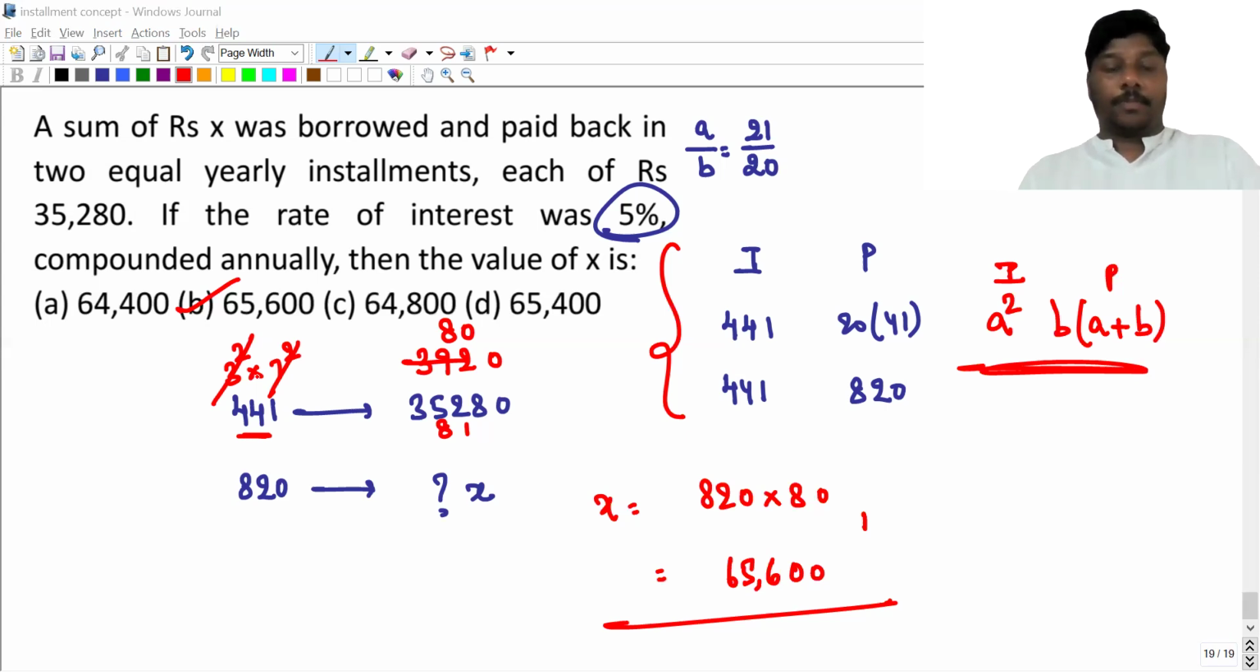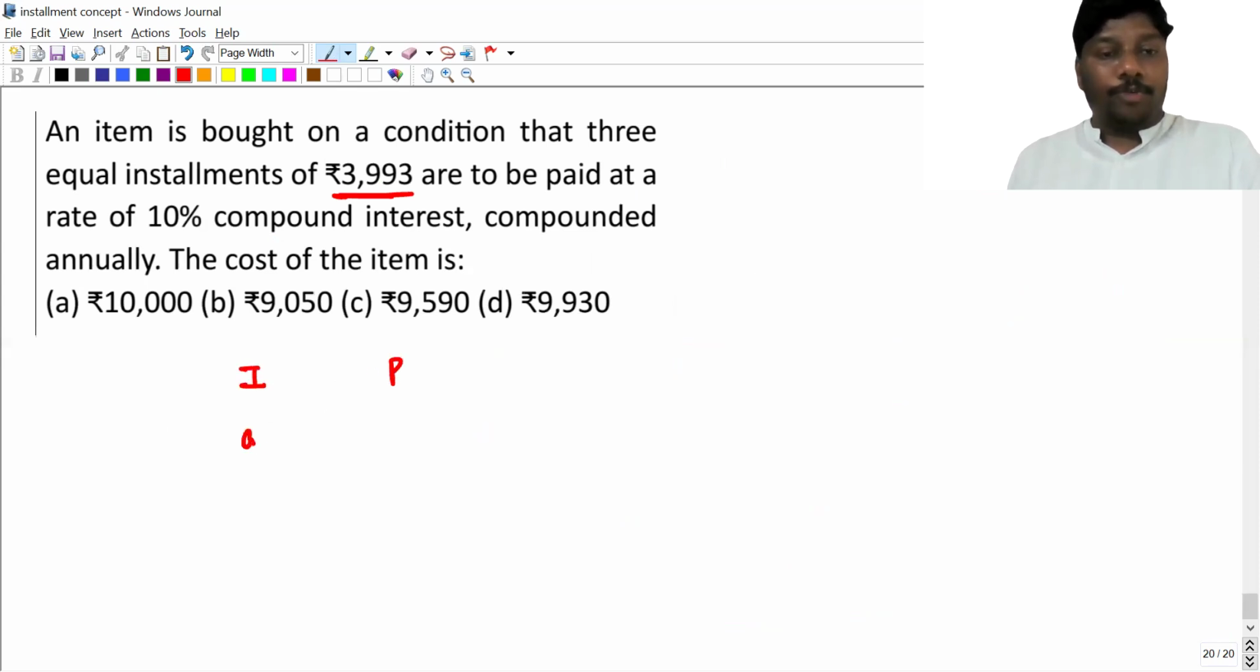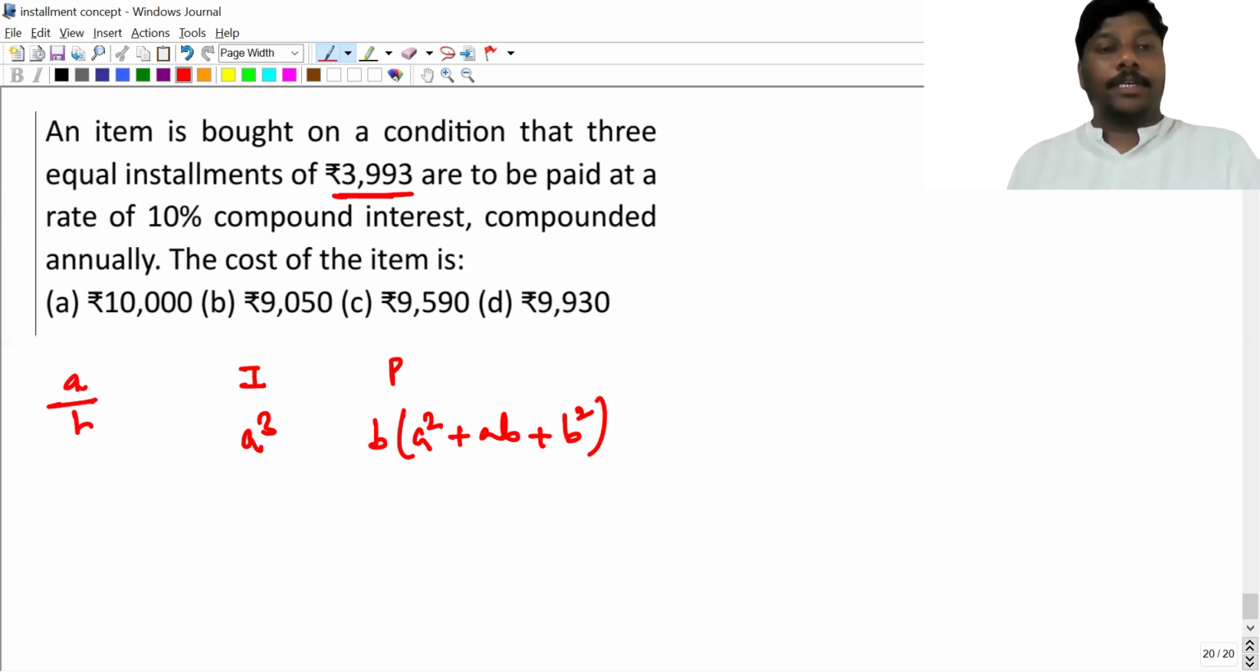ఒకవేళ మనం an item is bought on a condition that the 3 equal installments of 3993 are to be paid at a rate of 10% compound interest, compounded annually, the cost of the item అంటే ప్రిన్సిపల్ కనుక్కోమంటున్నాడు, ఇన్స్టాల్మెంట్ ఇచ్చాడు, రైట్? ఇది 3 years కి. 3 years కి ఫార్ములా ఏంటి? I కి P కి. ఇది A cube, ఇక్కడ B into A square plus AB plus B square is the formula. But what is A by B? 10% అంటే 110/100 అంటే 11/10 అన్నమాట.